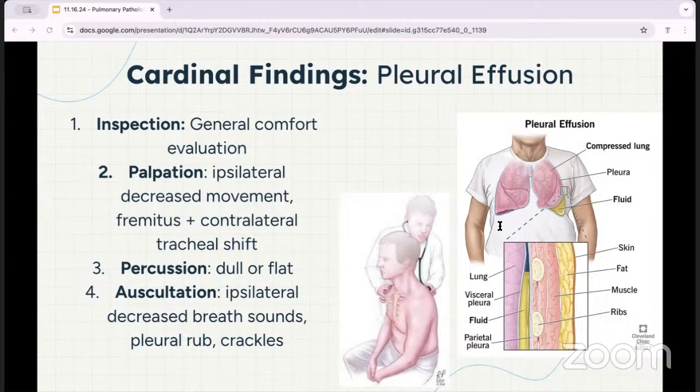So imagine you may have a patient who suddenly feels like they can't breathe. Using these physical exam findings, like a dull percussion and decreased breath sounds, you can quickly suspect a pleural effusion and act to confirm that diagnosis through a chest X-ray.